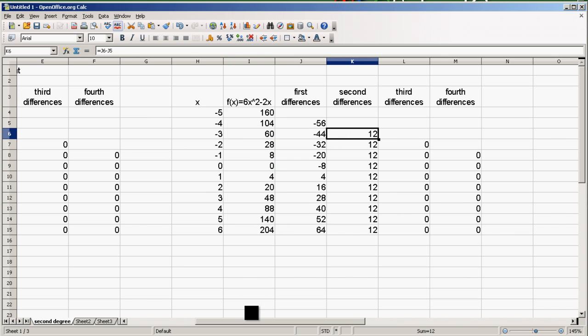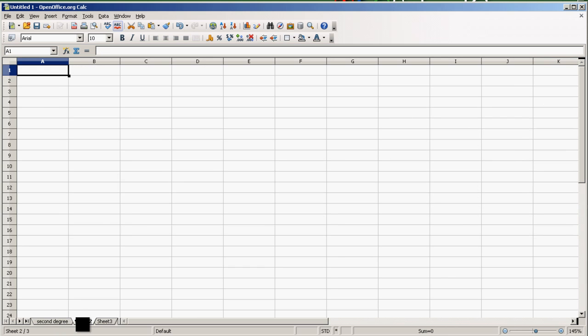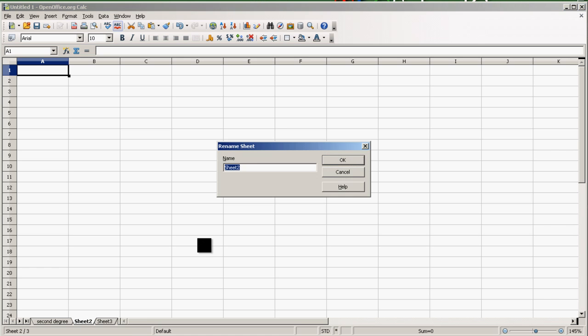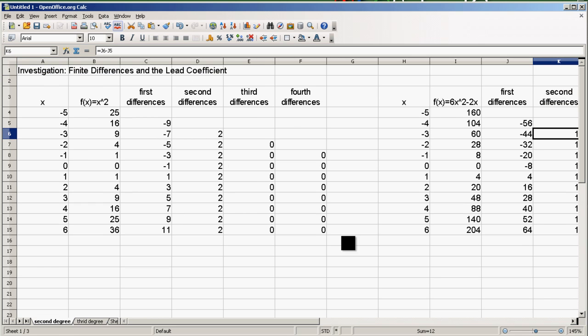What I want you to do is investigate this for several polynomials with several different coefficients. So in sheet 1, I'm investigating second degree. In sheet 2, I'm going to investigate third degree polynomials. And so I'm going to rename my sheet to third degree. And I'm looking for a relationship between the differences and the lead coefficient.